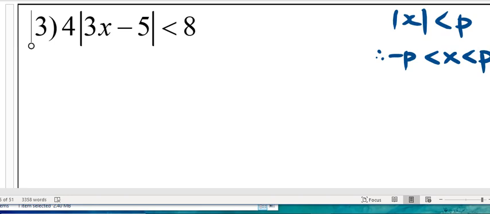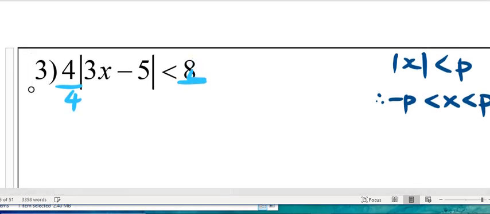But before that, you must have your left hand side be a single absolute value. So what you're supposed to do first, you need to get rid of the 4. How to get rid of the 4? You may need to divide by 4 on both sides. Okay, simplify it.